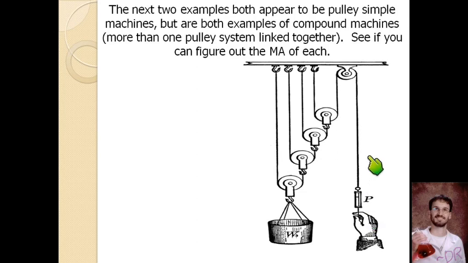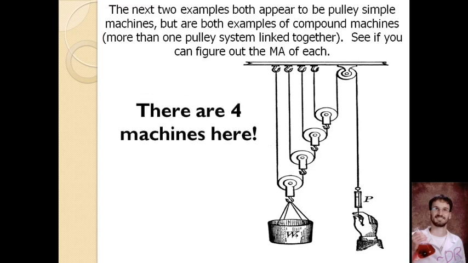If I'm pulling here, it's lifting up on this pulley, but when this pulley lifts up, it ends up lifting up on this pulley, which ends up lifting up on that pulley, which ends up lifting our object. There's actually 4 machines here. Each one of these is a separate, simple machine, not really part of a block and tackle system the way that we were talking about it before.